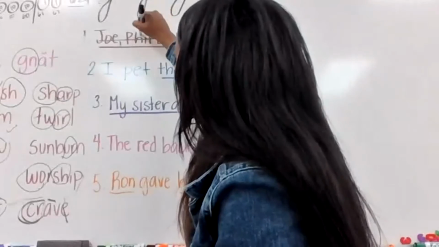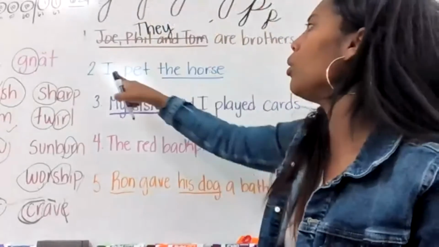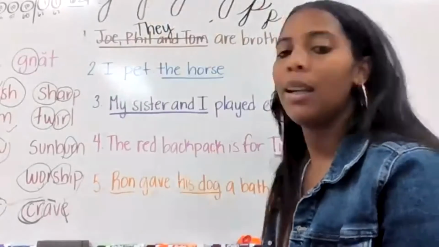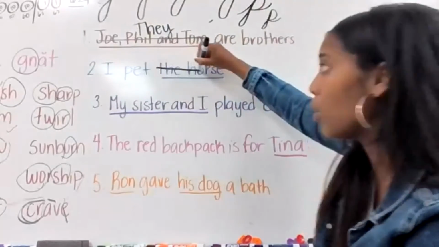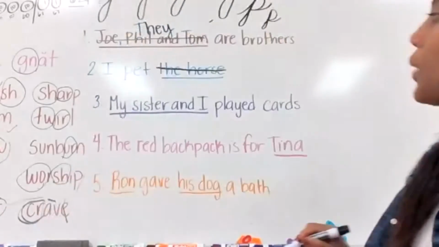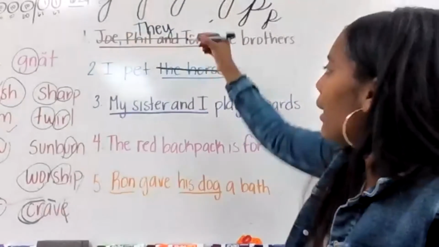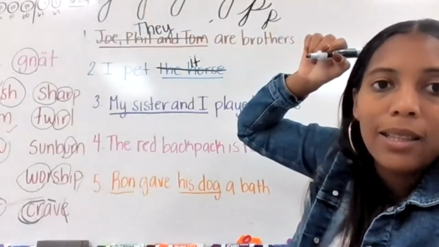They are brothers. They. Okay, number 2: I pet the horse. I don't want to say the horse, the noun. There's only one pronoun we can use. That was our list 5. I pet it. Remember, it takes the place of things.